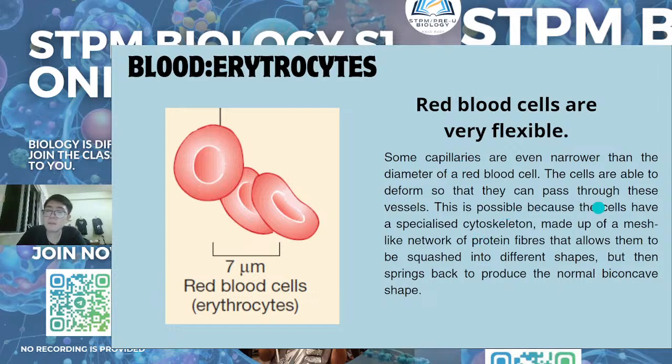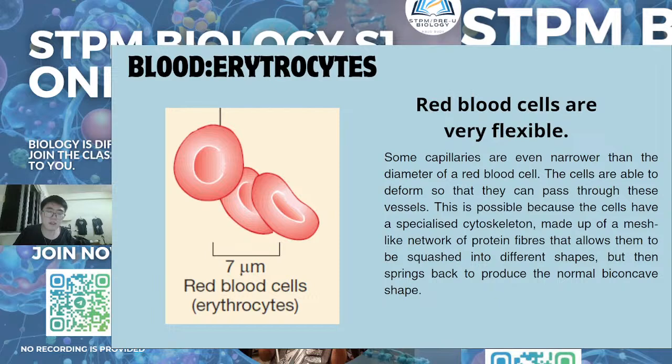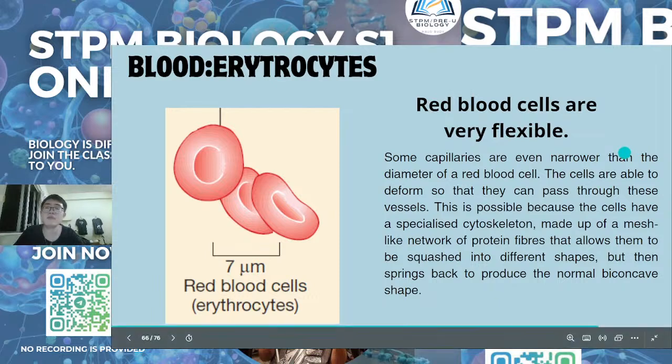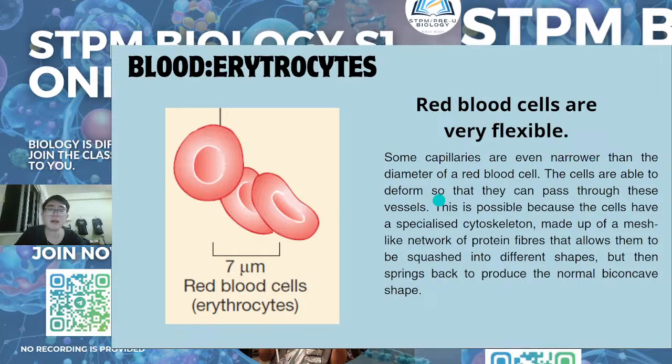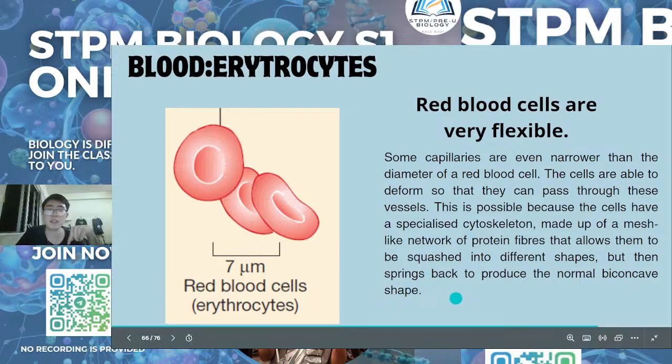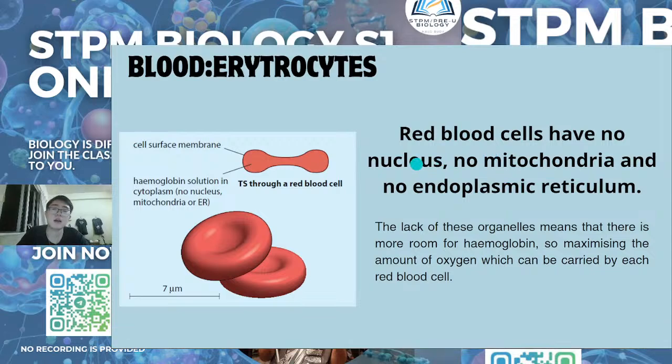So this is possible because the cell has a specialized cytoskeleton made up of a mesh-like network of protein fiber, allowing them to be squeezed into different shapes, but then spring back to produce the normal biconcave shape. So it can change the shape to ensure that the cells can pass through this very narrow blood capillary. But after it passes through the blood capillary, it will return back to the biconcave disc shape again.